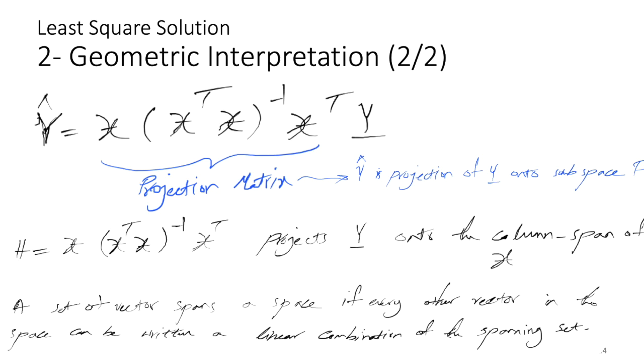Also, as a definition, a set of vectors spans the space if every other vector in the space can be written as a linear combination of the spanning set. I'll have a quick example in the next slide.